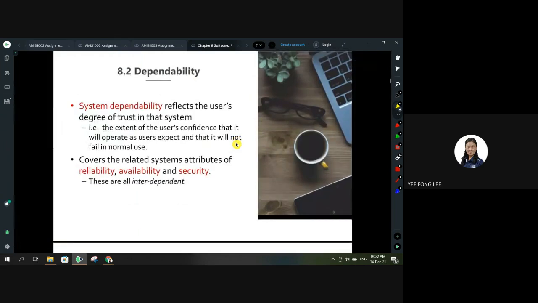What is meant by dependability here? We look at the one highlighted here. Yeah, give me 5 seconds.